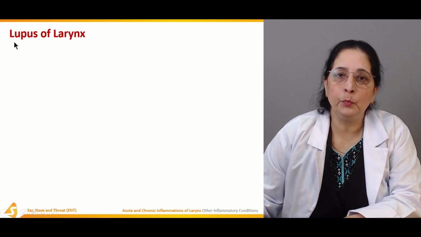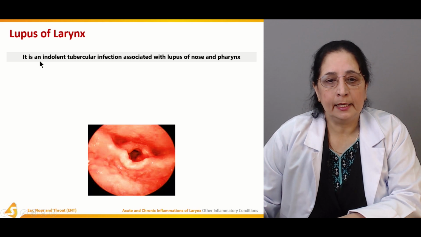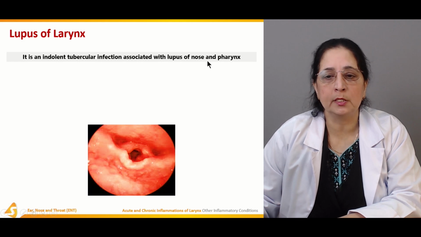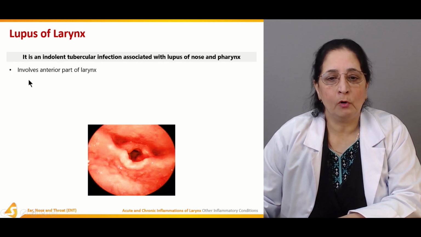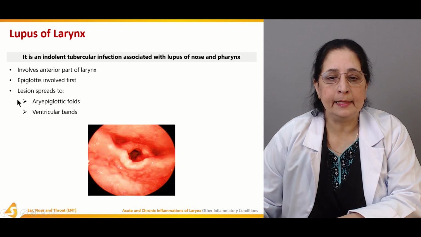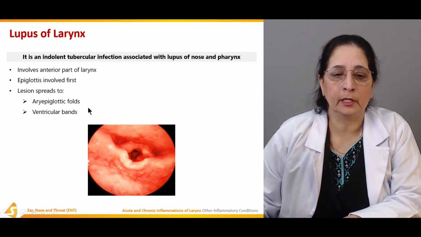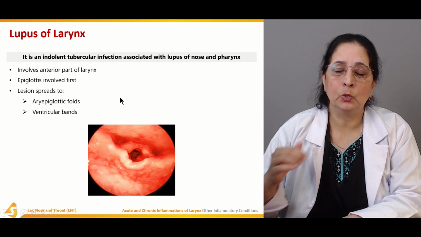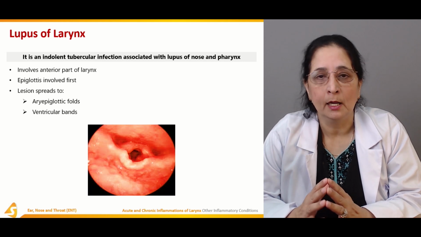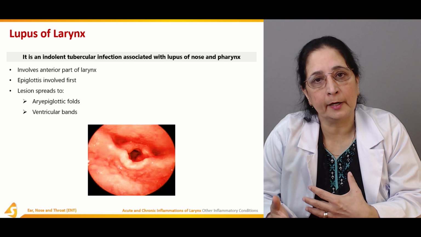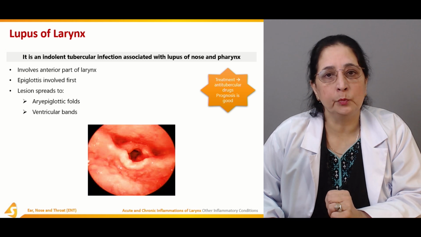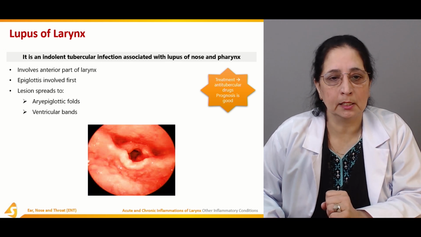Next condition is lupus of the larynx. It is an indolent tubercular infection associated with lupus of the nose and pharynx, and it involves the anterior part of the larynx. The epiglottis is involved first, and then it can spread to the aryepiglottic folds and ventricular bands. So it's an infection associated with lupus of the nose and pharynx that can spread to the larynx also. Treatment is anti-tubercular drugs. Prognosis is good.